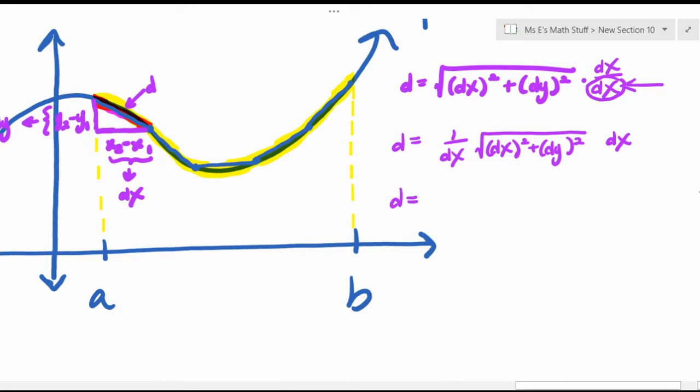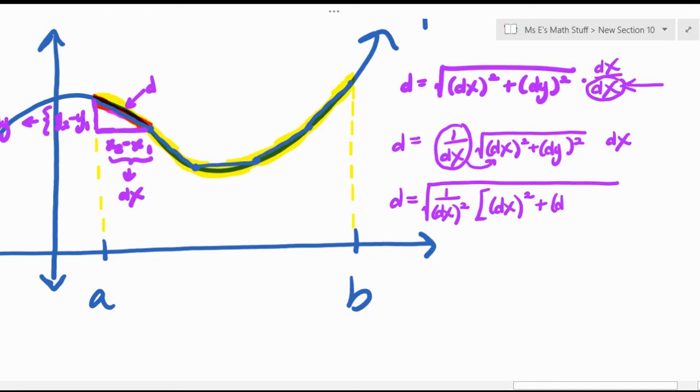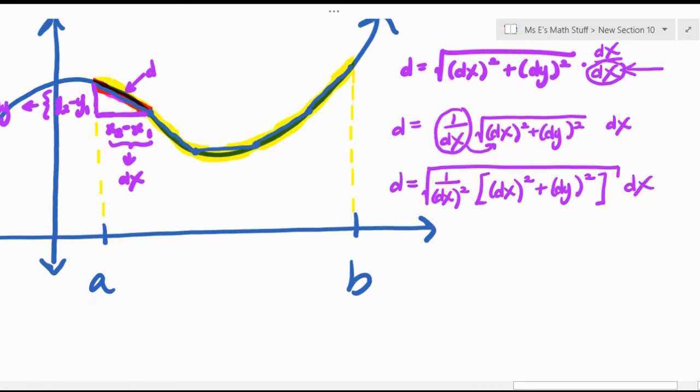There we go. Now I'm going to take 1 over dx and put it back underneath the square root. Well, think about what it would go back under the square root as. What would it have been if it came out as 1 over dx? It would have been under there as 1 over dx squared. I hope that makes sense. I'm just going to copy the rest of the radicand as it is. There we go.